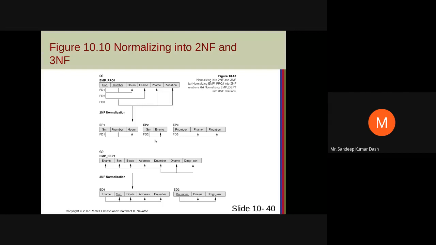Okay, any issue in this? This was your 2NF. Fine.